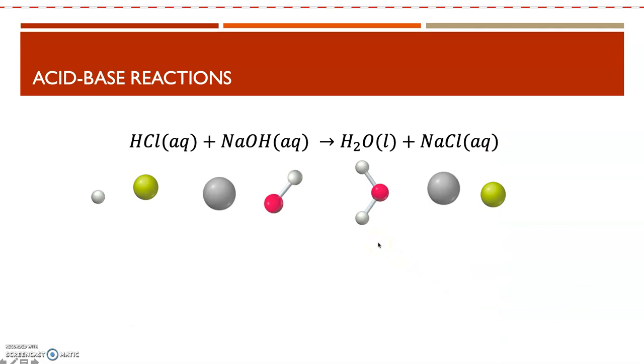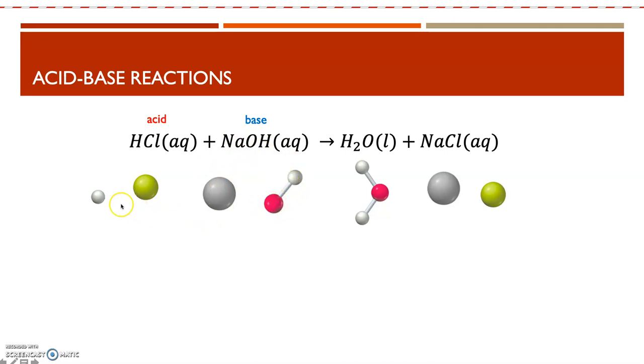When we do an acid-base reaction, we typically have an acid and a base. In this case, we're going to show you hydrochloric acid with sodium hydroxide. When we put hydrochloric acid into water, we know that that separates into the hydrogen ions and the chloride ions. We know that sodium hydroxide separates into sodium ions and hydroxide ions.